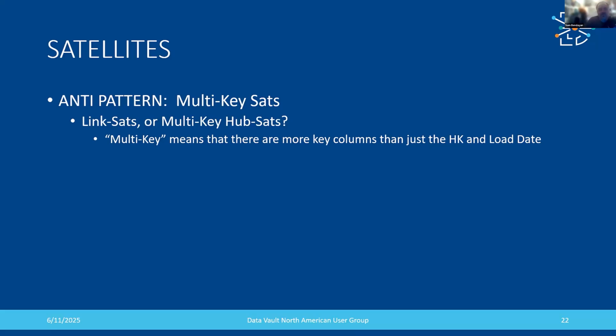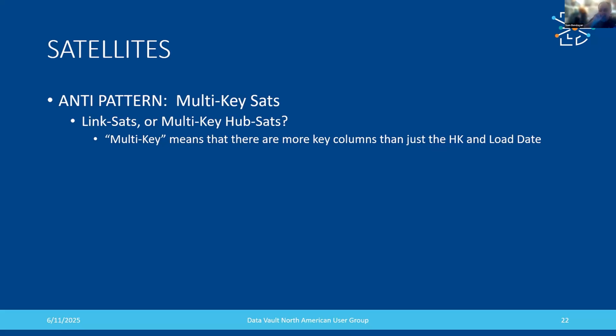Let's say I've got a link that has 3 columns in it, 3 hubs, and I'm going to take 2 of those key columns, and I'm not going to worry about the hubs. I'm just going to stick them in the satellite as a key column in the satellite, in addition to the hash key and load date. I'm just going to put them in there, and for the remaining 1 key, I'll go to that single hub, and I'll make this thing a hub set.